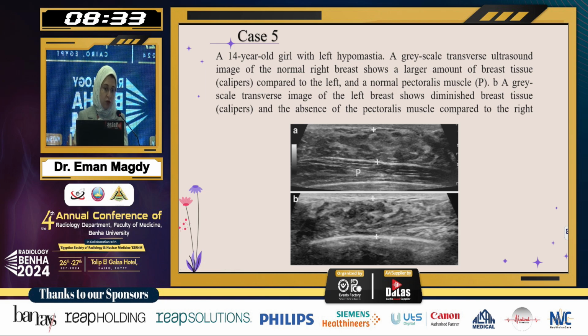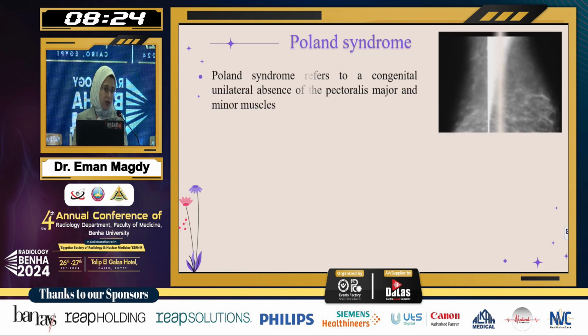Left side shows diminished breast tissue with absence of the pectoralis muscle compared to the right side. So we are dealing with Poland syndrome. Poland syndrome refers to congenital unilateral absence of the pectoralis major and pectoralis minor muscle. As shown in this mammography, we have absence of the pectoralis muscle on the right side.